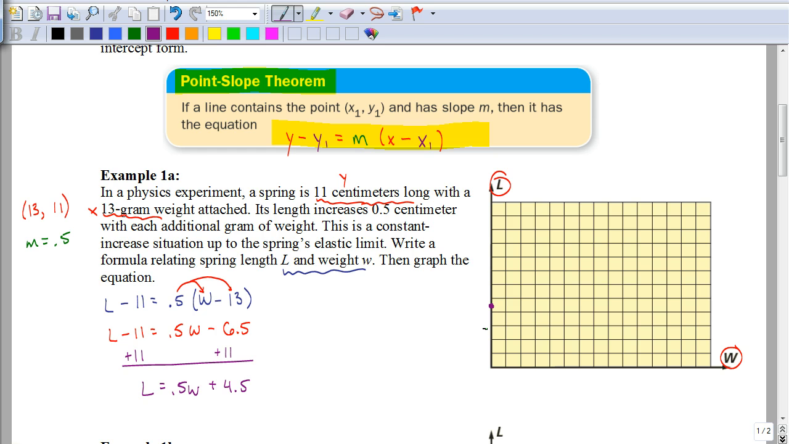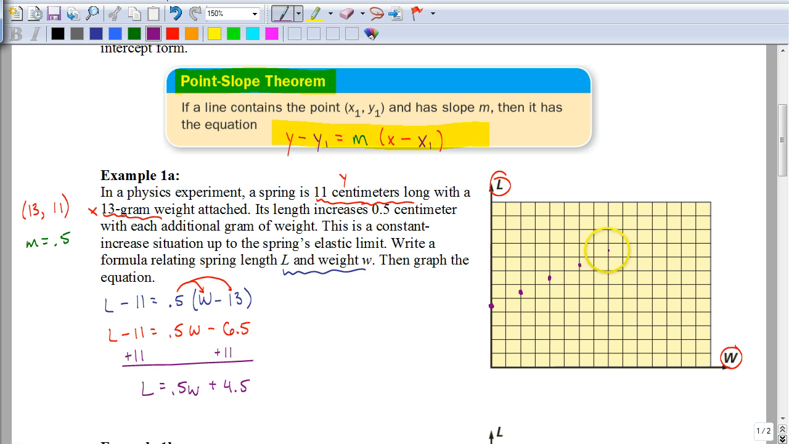I know my slope is 1/2. What that means, from here I'd go up 1 and to the right 2. Now if you go up 1, that means you go up 1 whole unit. So I'd go from 4.5 up to 5.5, and then I'd go to the right 2. From here I'd go up 1 over 2, up 1 over 2.